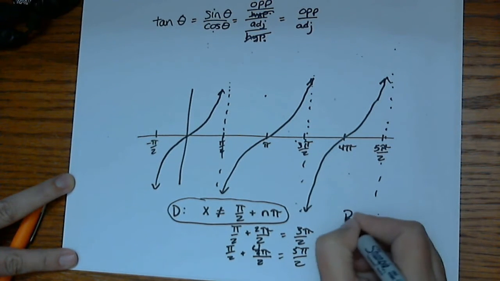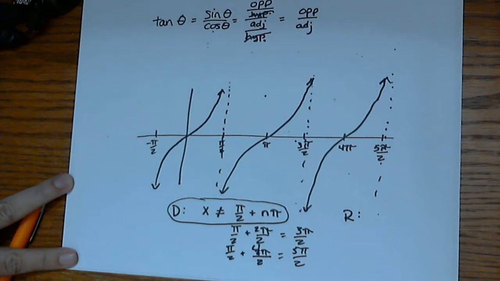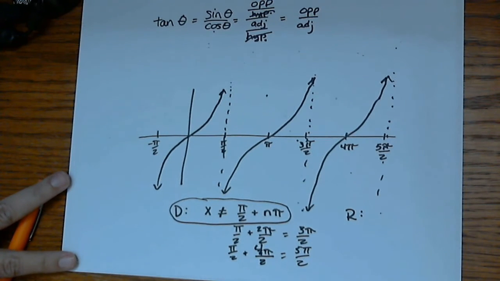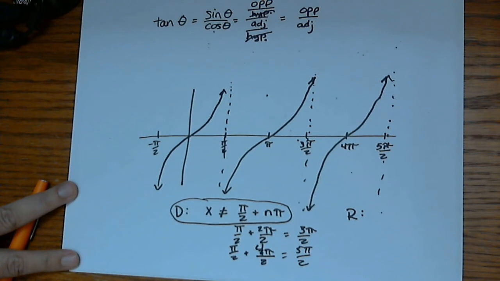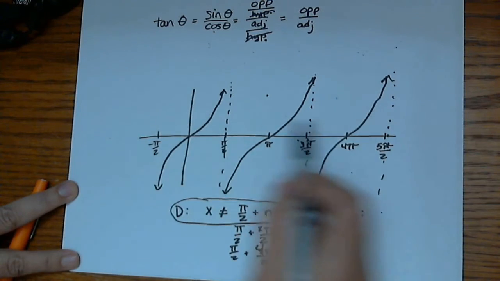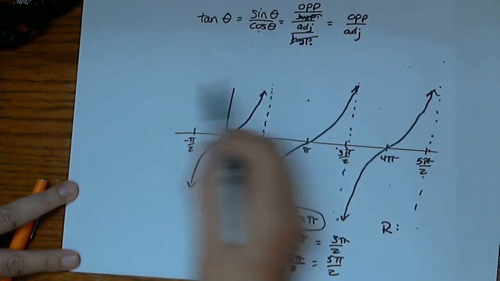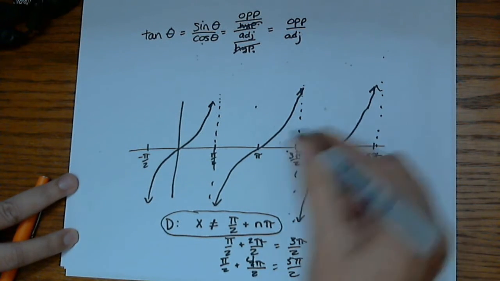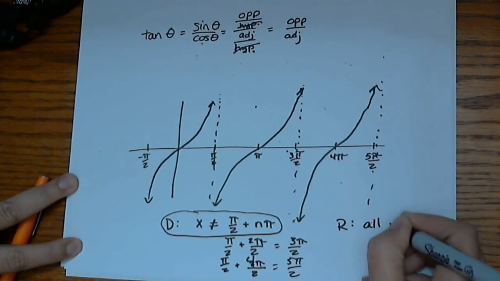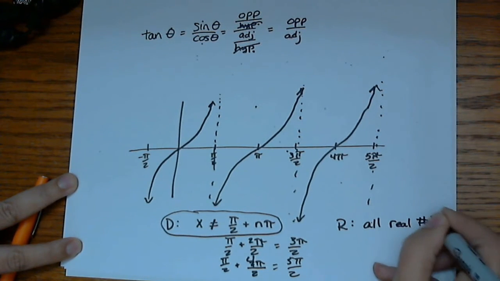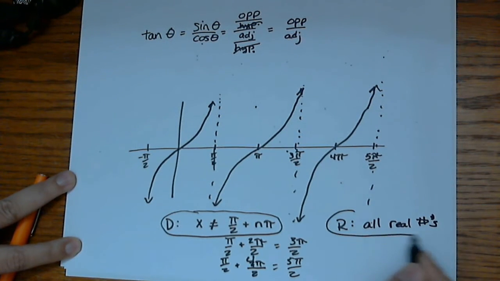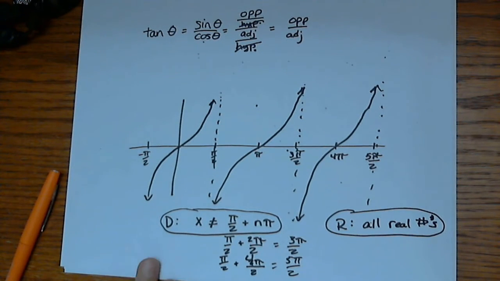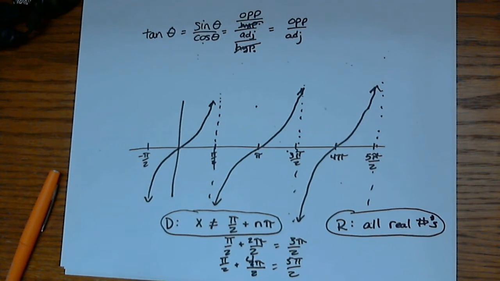What about our range? For the tangent function, is there any place where we do not have a y value? Can I draw a horizontal line anywhere and come up with a place where it does not cross the function at least once? Nope. The range for the tangent is all real numbers. Okay. So now we can talk about domain and range of all of our functions.